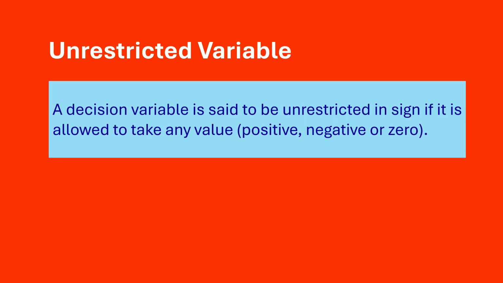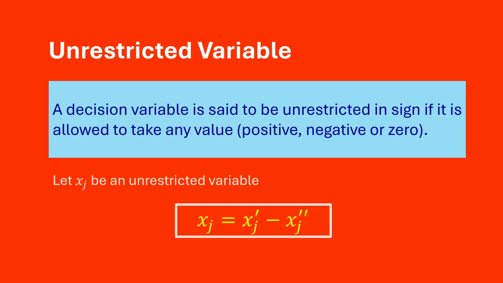Unrestricted variable is a decision variable that is allowed to take any value that is positive, negative, or 0. To solve any LPP containing an unrestricted variable, there is a need to convert the problem such that all decision variables are non-negative. For example, let xj be an unrestricted variable, then we can write xj as a difference of two non-negative variables xj prime and xj double prime.